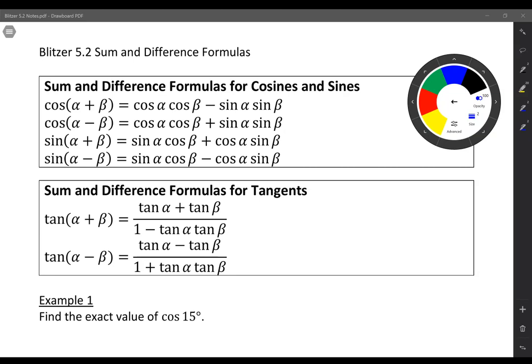Blitzer 5.2, sum and difference formulas. So we start out with these sum and difference formulas for cosines and sines.